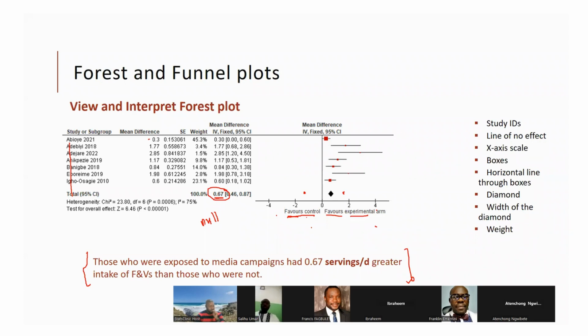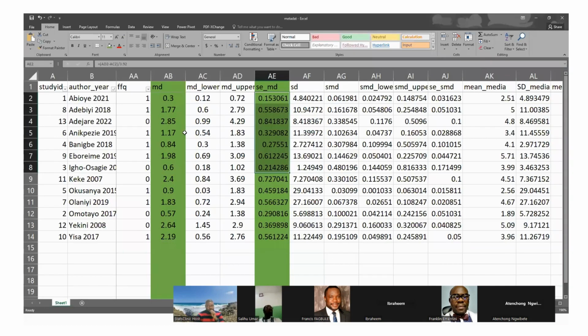Yes. For the mean estimate here, I can see that we have the confidence interval 0.18, for example. For Abioye now it is 0.0. Did we impute this? Yes, sir. 0.0 then 0 to 0.6. This is the confidence interval. So this is standard error, 0.15. So it's based on that standard error that Revman has calculated an estimated confidence interval.